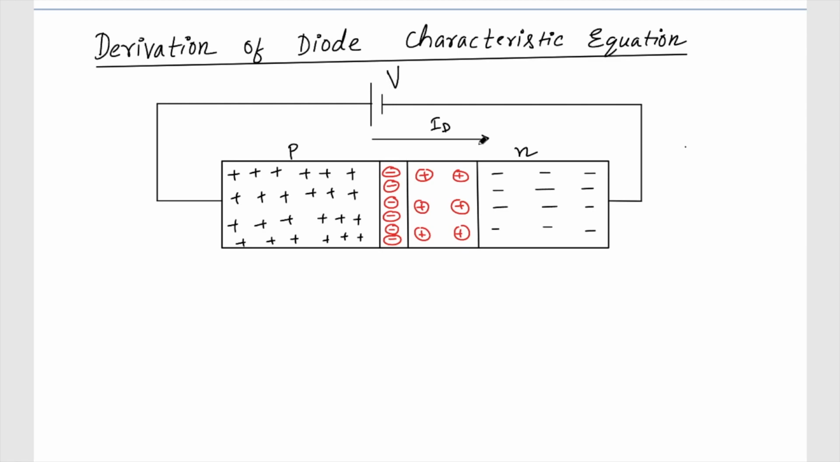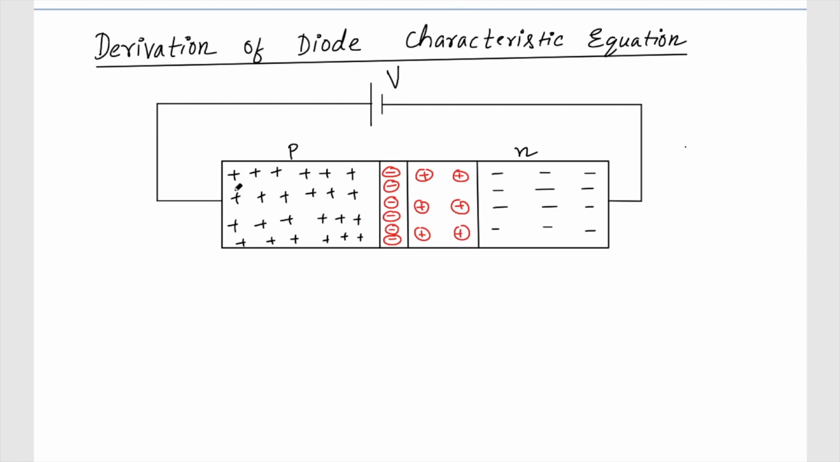And this diffusion current ID is much greater than the other current IS, which is flowing in this direction. So now we want to find out the equation of this ID, in forward bias condition. We will derive the characteristic equation of this diode in the forward bias condition, and the same formula can be applied for the reverse bias condition as well.